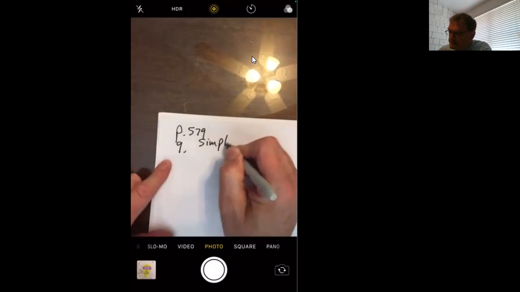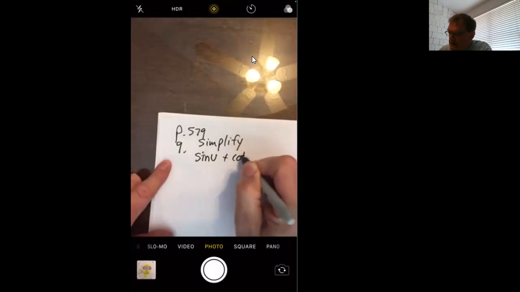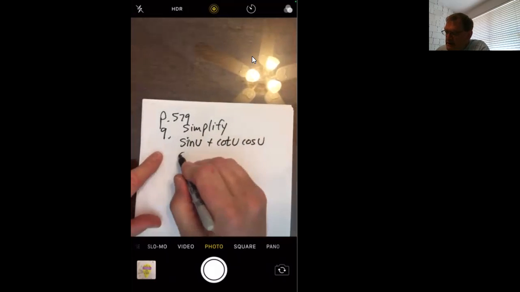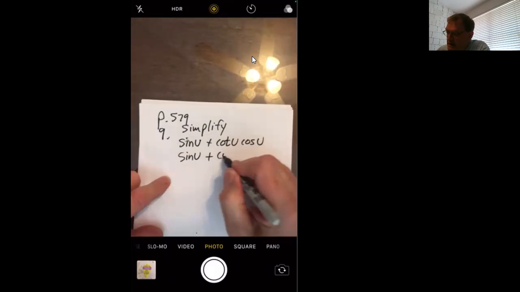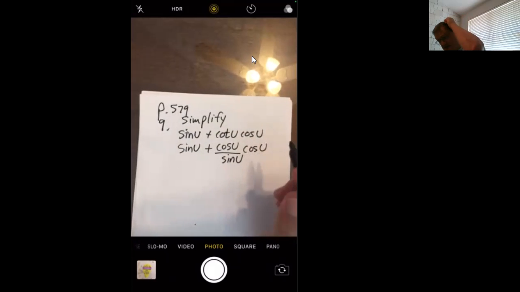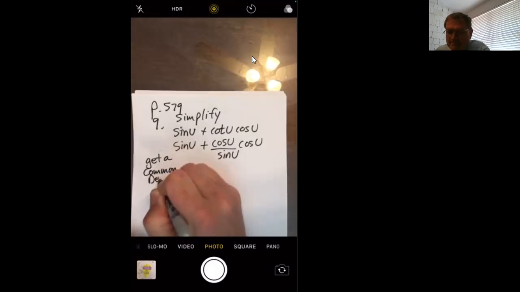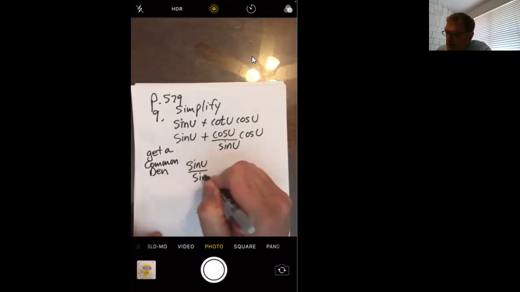Simplify sine of u, cotangent u, cosine of u. Well, a cotangent, remember you can't simplify sine and cosine, they're the basic building blocks. Cotangent is a cosine of u over a sine of u, cosine of u. I would look for a cancel, but obviously sine and cosine don't cancel each other. So get common denominator. That would be sine u over sine u.